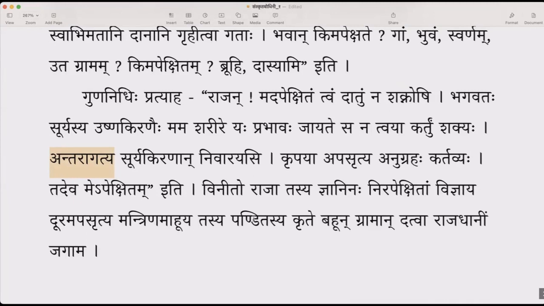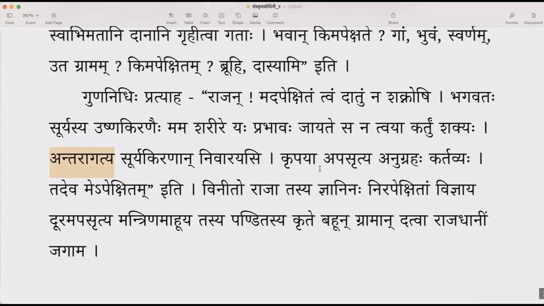So what would be antaha plus agatya? Antaha agatya, having come inside. What is the total form of it? Antaragatya only, it will be the same. But you can't say the same meaning. Antaha is inside, antara is in between. Nivarayasi is slightly less respectful for a king. He doesn't care whether it is a king or anybody. He doesn't want whatever the king is ready to give him. So you are obstructing unnecessarily by coming in between and stopping the effect of Surya Kiran.